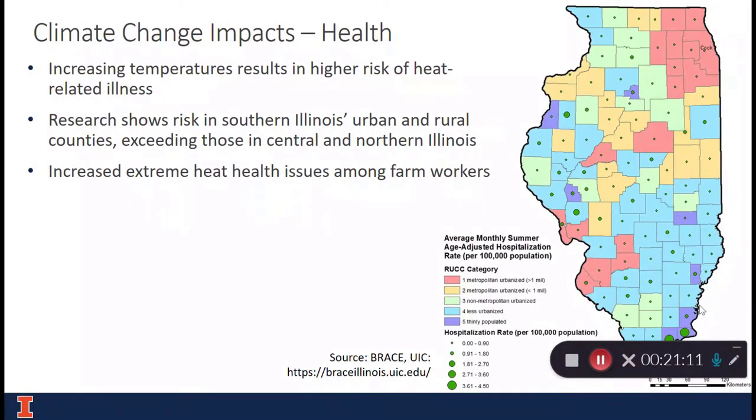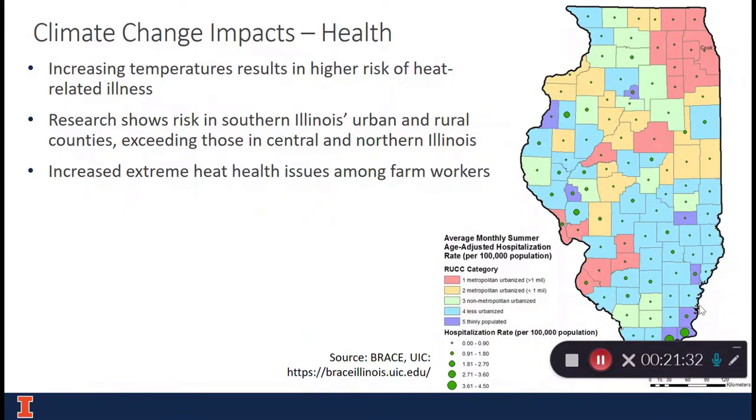When it comes to health implications from extreme heat, one of the communities most at risk is farm workers, those who are working out in the fields all across the state. So when it comes to public health, one of the biggest implications is the increase in heat exposure.